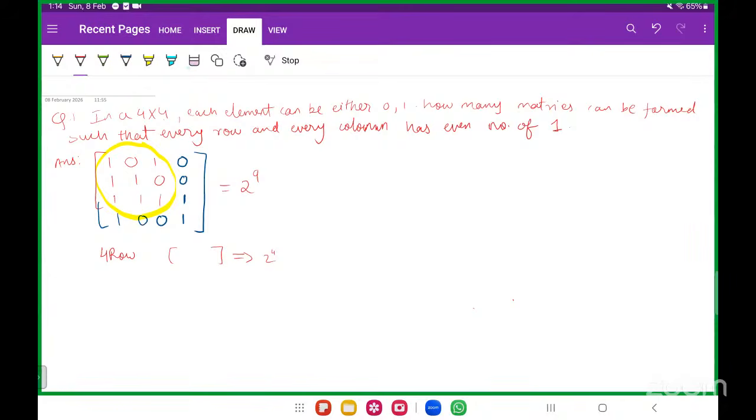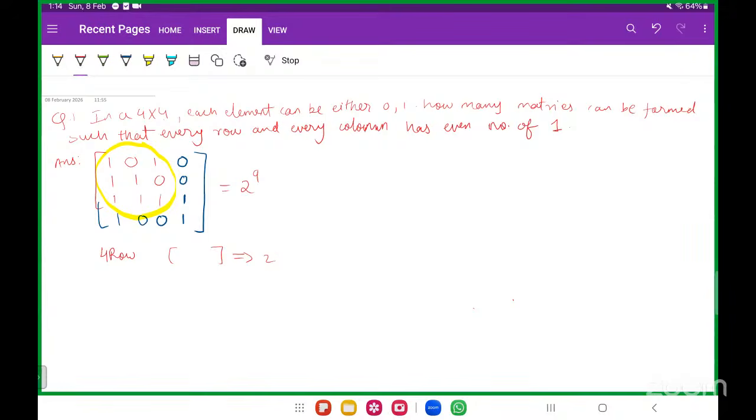Total 8. But if you look at these 8, when all 4 rows are even as well as all 4 columns are even, yes or no? These are one and the same. No? This has been counted twice. Agreed or not? So you will have the same choices. How many choices? So you can simply subtract, right?